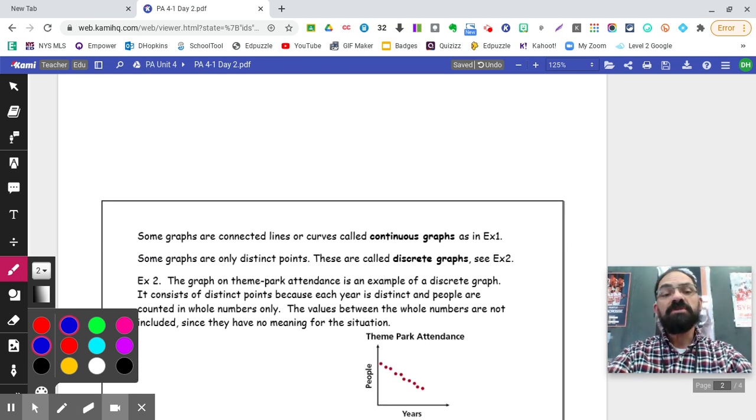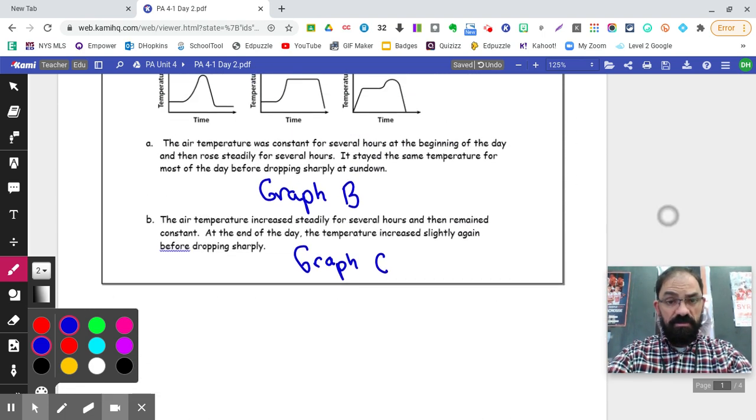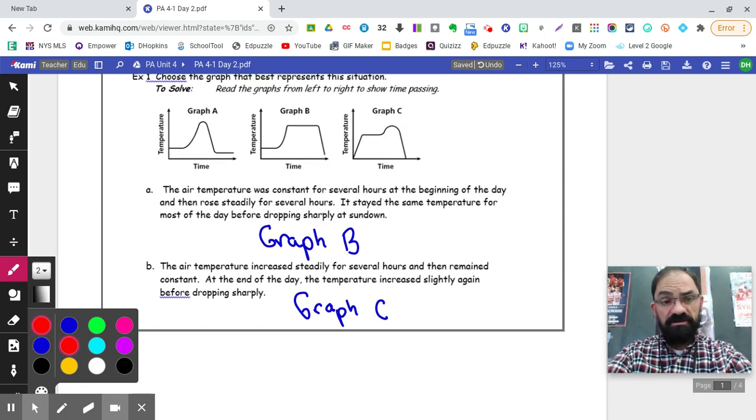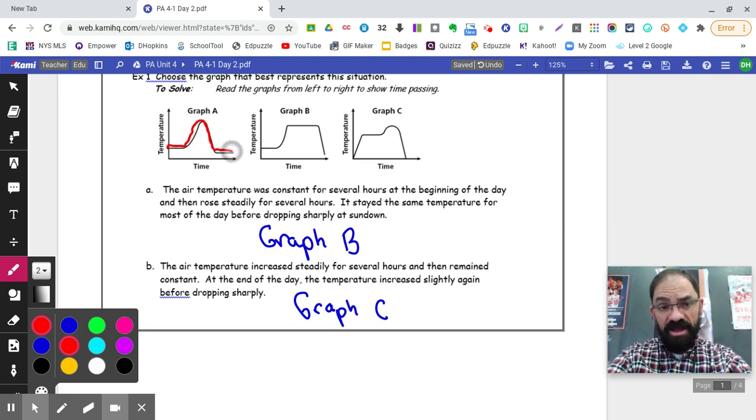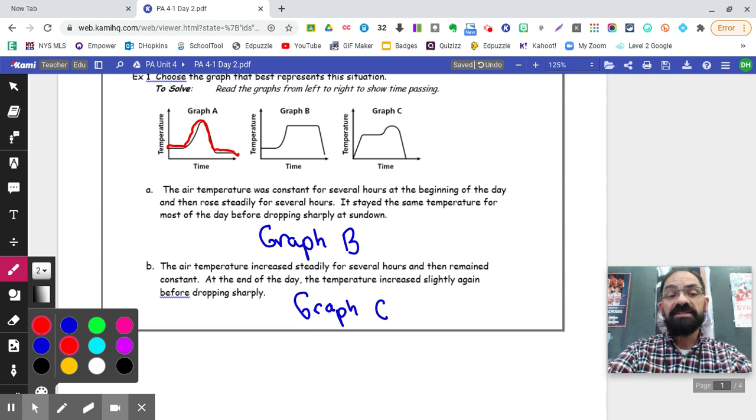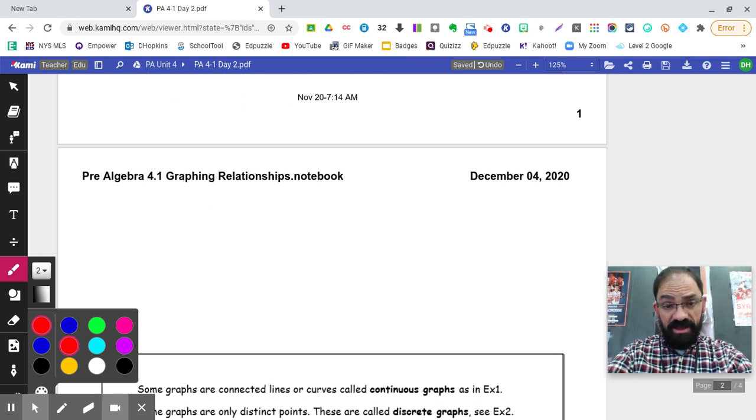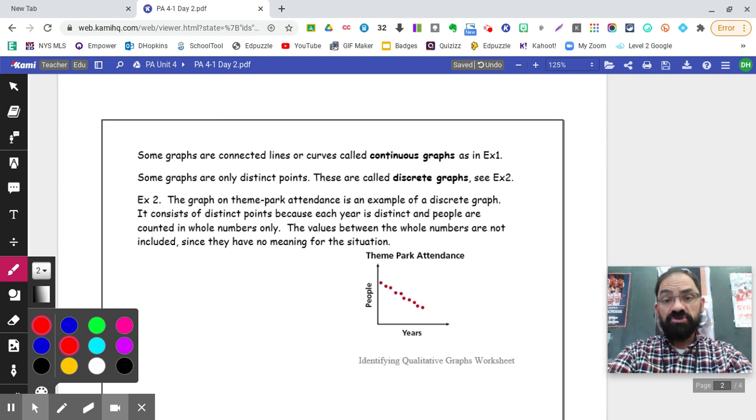All right, so it says some graphs are connected lines or curves called continuous graphs. So what that means is, back here, these graphs here, from the time I put my pen down till I finish the graph, I never have to pick it up. That's considered a continuous graph. On the other side of that would be discrete graphs, and those are made up of just points, like this next example.